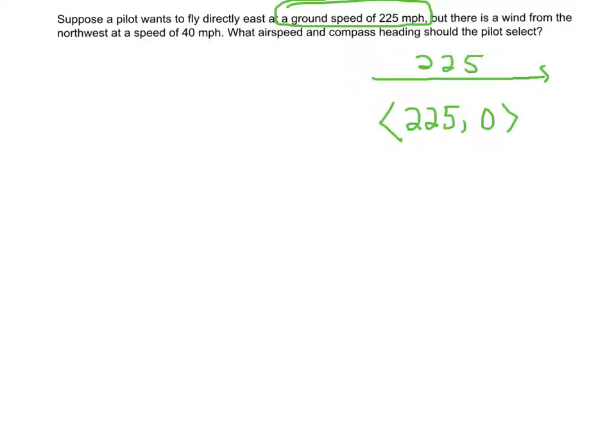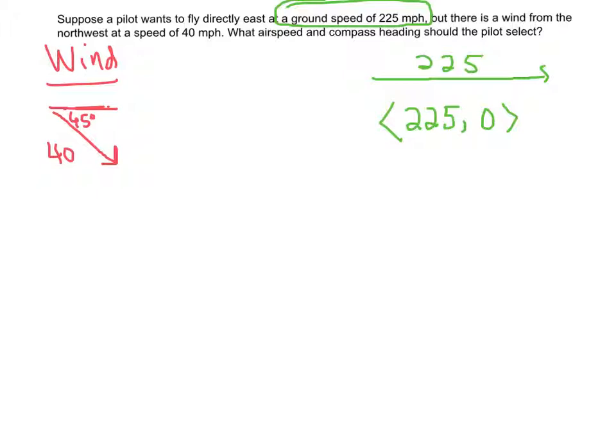One is a wind vector, and the wind vector is heading, there's a wind from the northwest, so that means it's heading southeast at a speed of 40 miles per hour. So the wind is heading 40 miles per hour to the southeast. That tells me that this angle here is 45 degrees.